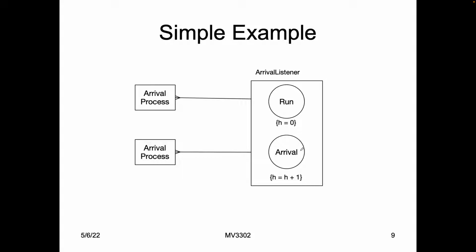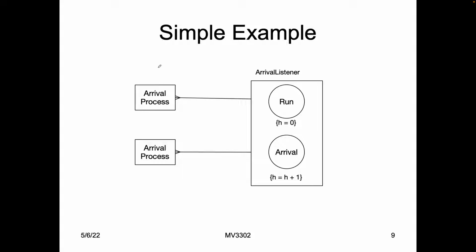So here's a simple event graph that would do that. It has just one state variable. I'm calling it H for whatever reason. And every time it hears an arrival, it's going to increment it. Its run event is going to initialize that to 0. So at any given time, this state variable will give the total number of arrivals for both of these.